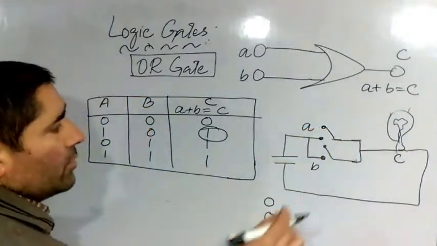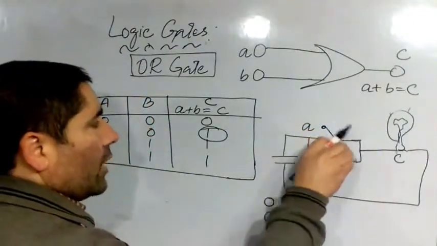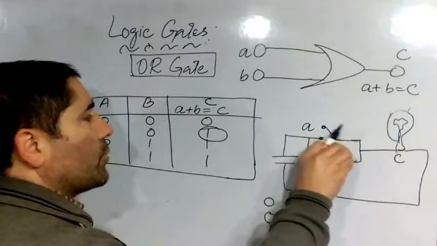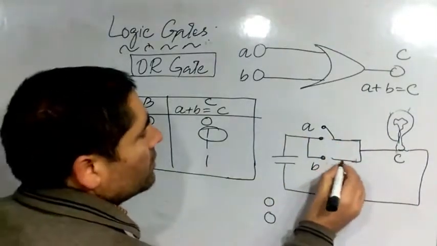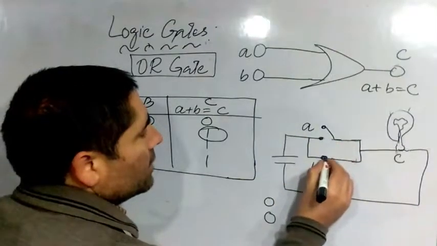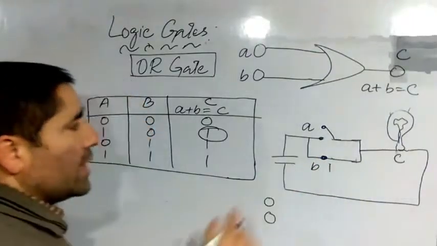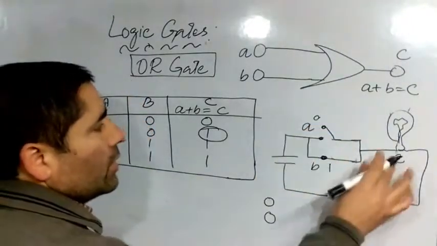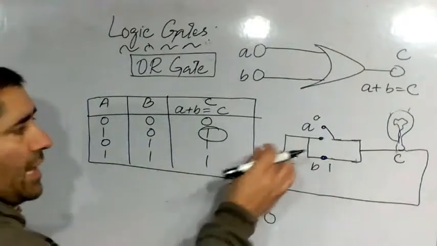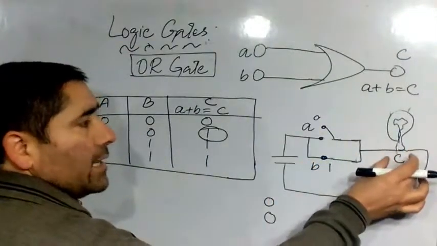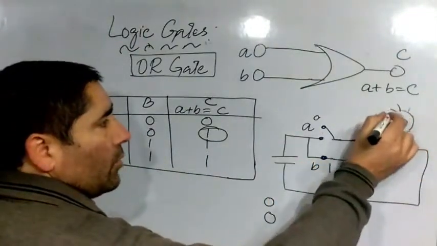If A is 0 and B is 1, it means the switch is in the closed position, like this. B is 1, A is 0. The bulb will glow. At this time, it will get the signal and the bulb will glow.